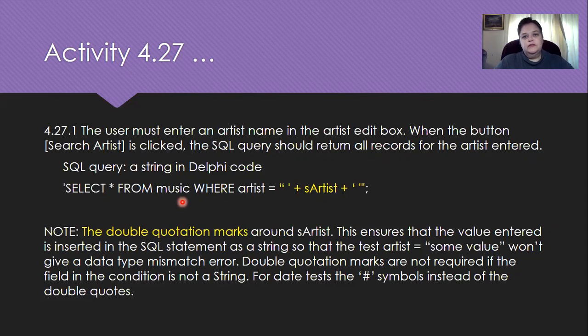You can't use music in Access and then in SQL suddenly say TBL music. It has to be exactly the same name. So try get into the habit of naming, even in Access, your fields correctly so that it is easier to code in Delphi. So select star from music with the artist.